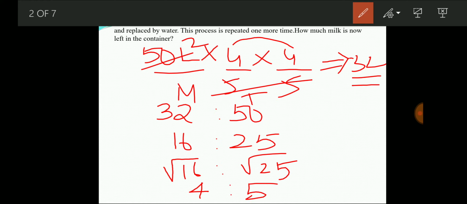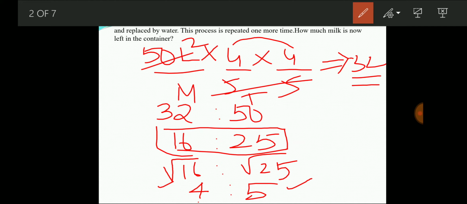When I do this, 5 is your total, out of which 4 parts is milk. This is what happens at the end of one time, the first time removal of milk and addition of water. 10 liters was removed from 50 liters, so it became 40 liters of milk, and 10 liters of water was added. So 50 liters is the total portion. So 4 is to 5 was the ratio. That is what we've got here. Able to understand? Every time we get a square in this ratio for the total and the amount of milk, or the amount of the liquid that is present.